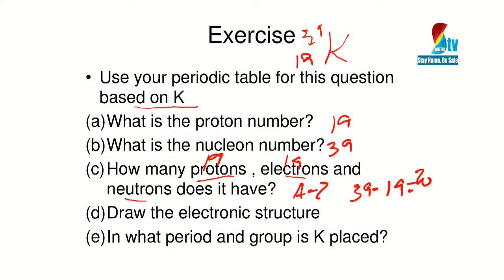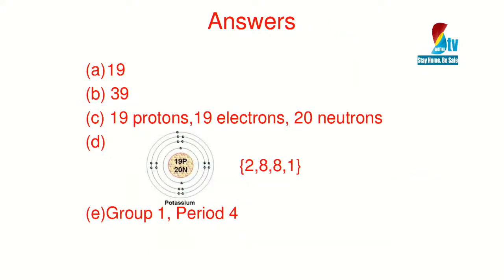Now, the next question says, let us draw an electronic structure. So this is how our electronic structure would look like. The first shell has 2. And then the next shell, which is the second one, has 8, together with the third one. But the last one, which is the fourth, only has 1. We can also show this in terms of the electronic configuration.